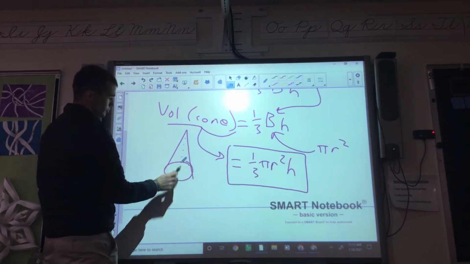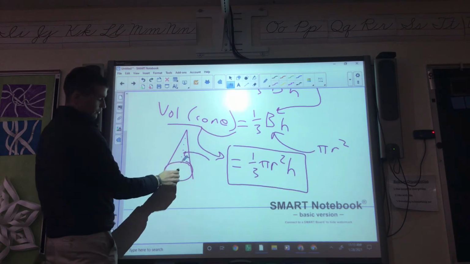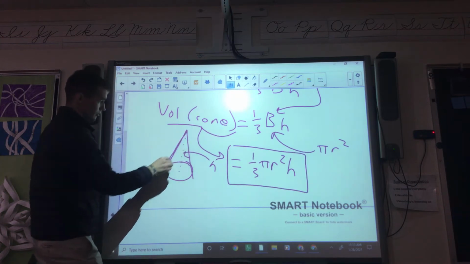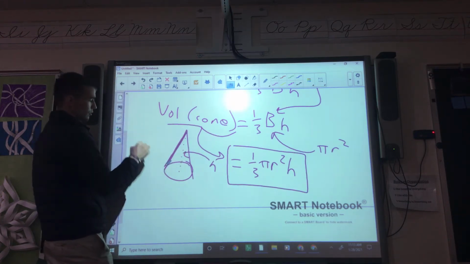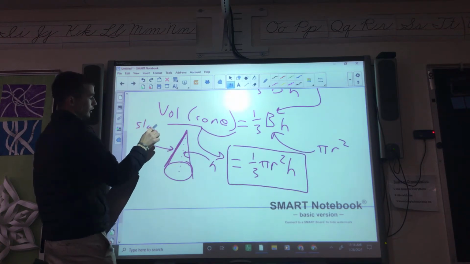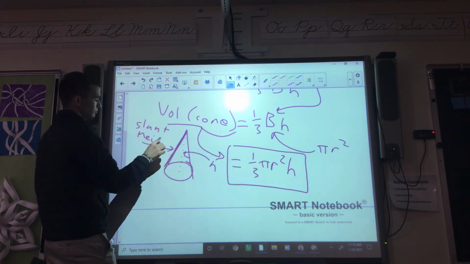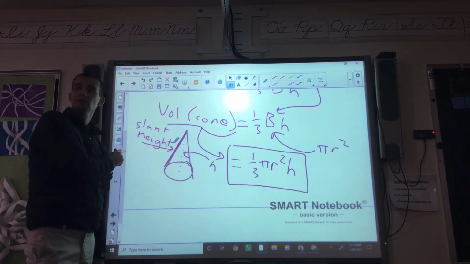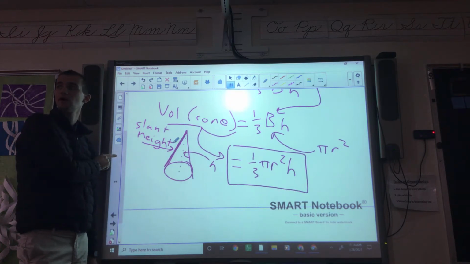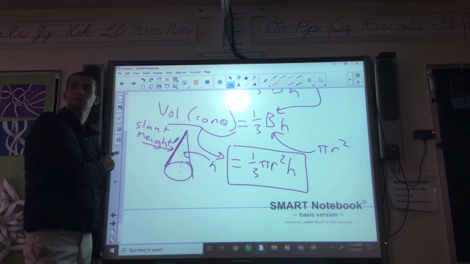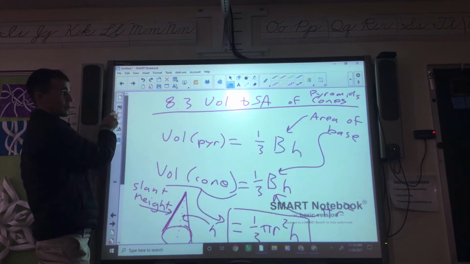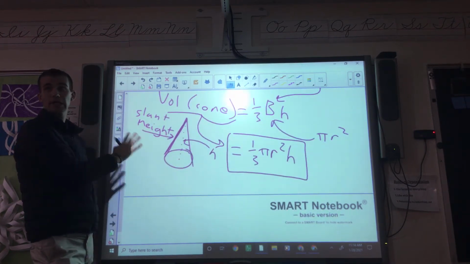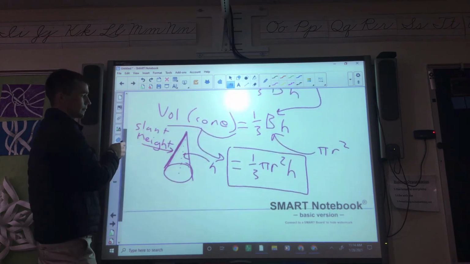The one thing you do need to make sure, this is the actual distance from the center of the circle to the top. That is the height. This right here, from the outside here, that is called the slant height. So there's a difference. Slant height is going to come in handy, but not for volume. It's going to come in handy for surface area. So keep slant height in mind, but you're only going to use it when we get to surface area.